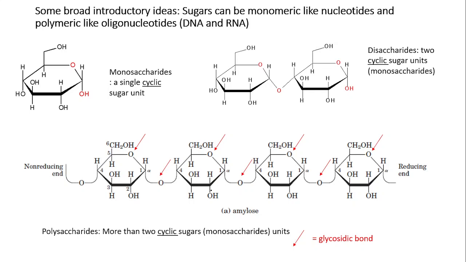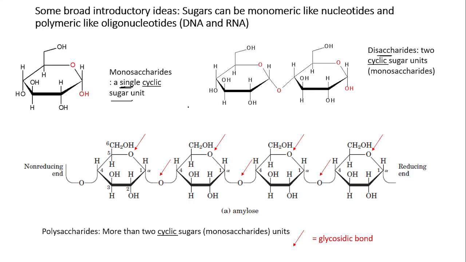One more general idea that we want to know is that sugars can be monomeric like nucleotides or polymeric like oligonucleotides. This, for example, is a monomeric sugar, a single cyclic sugar unit. It can be two of them linked together like a disaccharide, that is two sugars linked together. It can be more than one sugar linked together, which we call a polysaccharide.